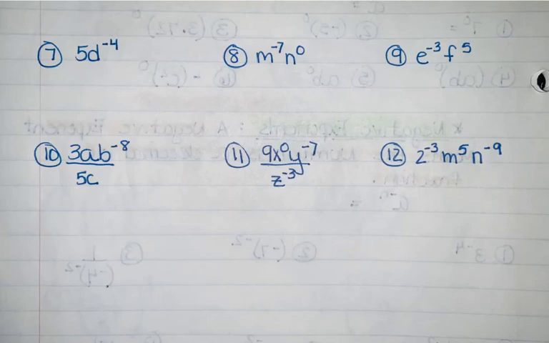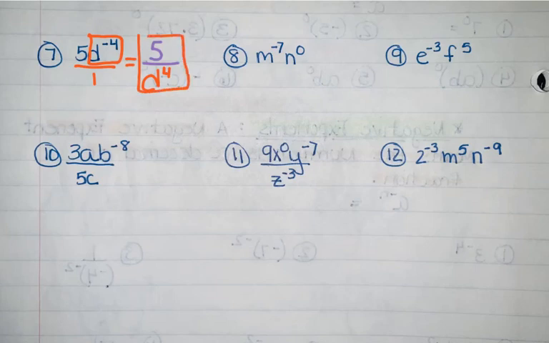So in number 7, I see a negative exponent. So that means that's going to need to be moved to the denominator. So to simplify this one, the 5 stays, and the d to the negative 4 is going to become d to a positive 4 on the denominator.